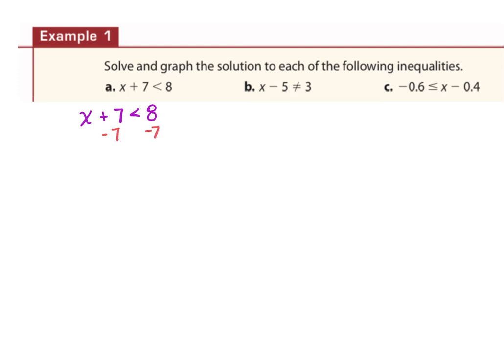Just like in an equation, it cancels out. 7 minus 7 is 0, so I have x. I bring down my inequality. 8 minus 7 is 1.